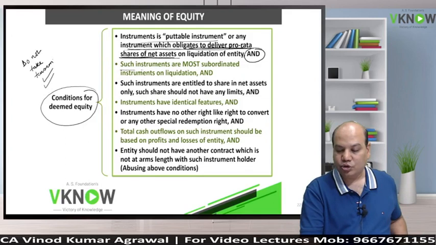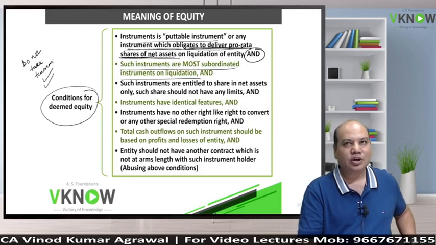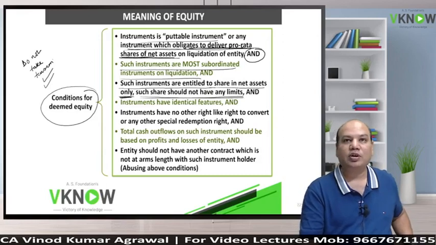Then such instruments are the most subordinated instrument on liquidation. Most subordinate means they will be last in the queue. After paying all other creditors and lenders, then they are paid. They cannot demand payment before others. And such instruments are entitled to share in the net asset only. They are entitled to share in the net asset pro rata, and there should not be any limit on that.